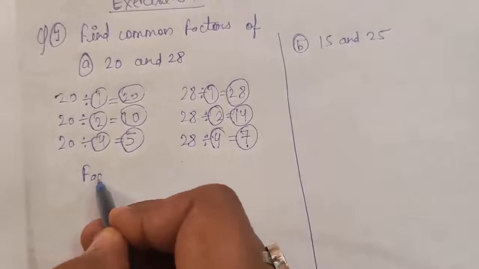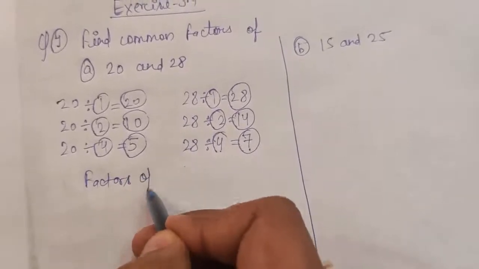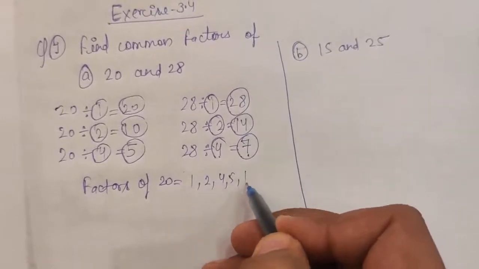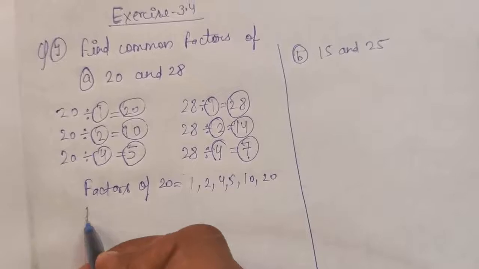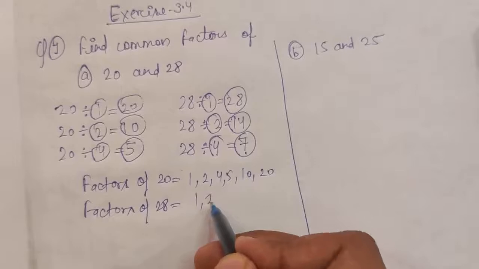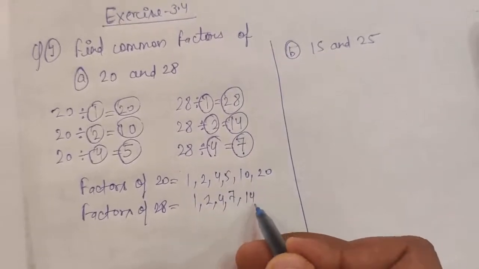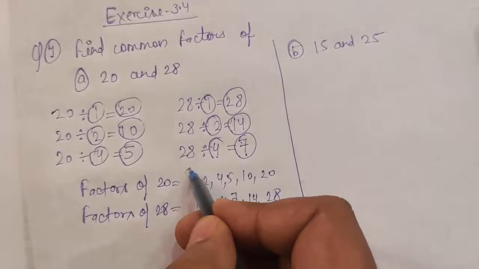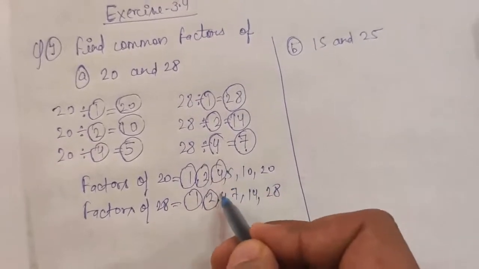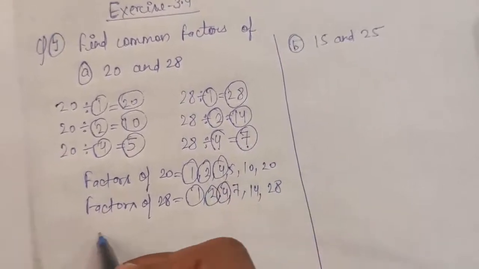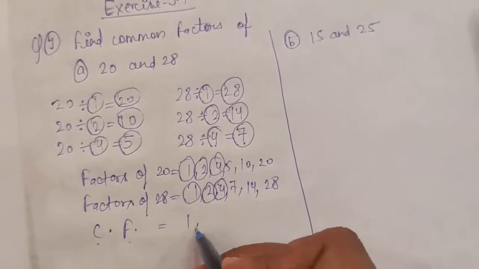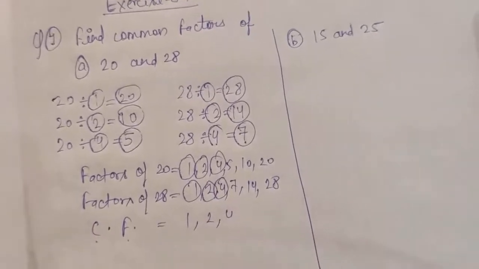So we will write here factors of 20: 1, 2, 4, 5, 10 and 20, and factors of 28: 1, 2, 4, 7, 14 and 28. Now we will find common. You can see 1 is common, 2 is common, 4 is common and no other is common. So common factors are, we can write CF. CF means common factor. These are 1, 2 and 4.